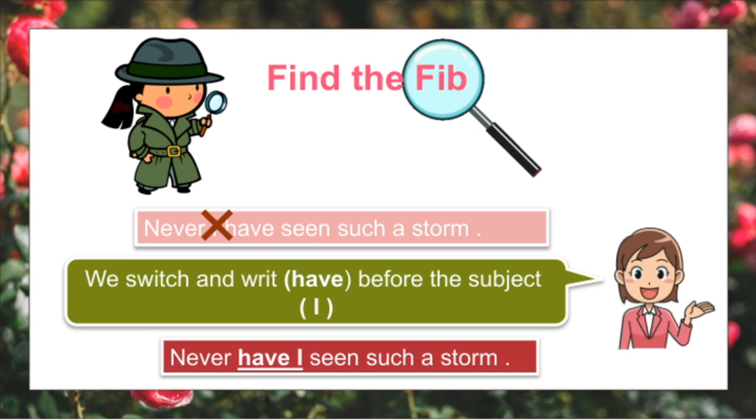Now, the slide also presents an incorrect version. "Never I have seen such a storm." This version is not correct in standard English because it doesn't follow the proper inversion rule after negative adverbs like never. The key takeaway here is that when we start a sentence with certain negative adverbs such as never, we need to invert the auxiliary verb and the subject. So, I have seen becomes have I seen, but with never at the beginning, it turns into never have I seen.